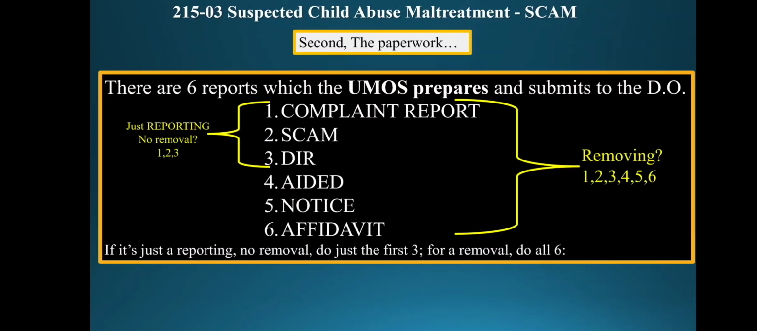So if you're just reporting the family to the state registry, you just do the complaint report, the SCAM report, and the DIR. If you're removing the child, you do the complaint report, SCAM report, DIR, and the aided, notice of removal, and the affidavit.